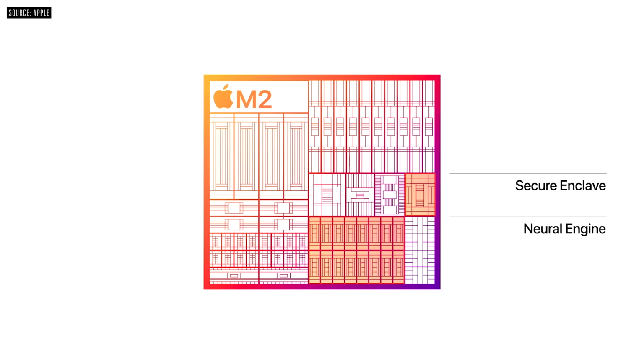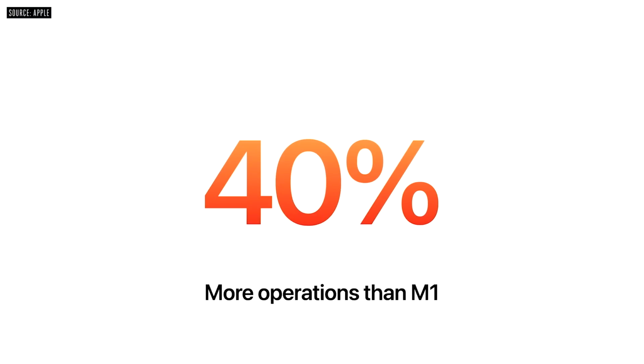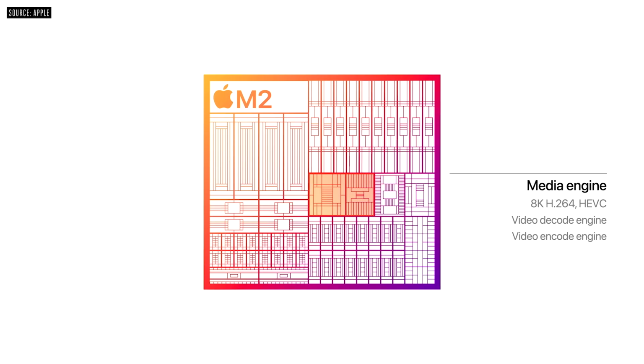The neural engine in M2 can process up to 15.8 trillion operations per second. That's over 40% more than M1. It also has our next-generation media engine, including a higher bandwidth video decoder that supports 8K H.264 and HEVC video.